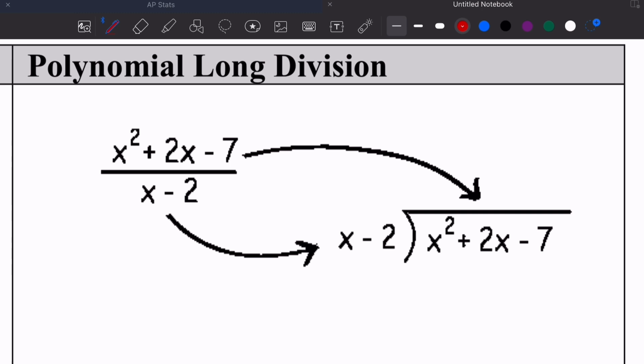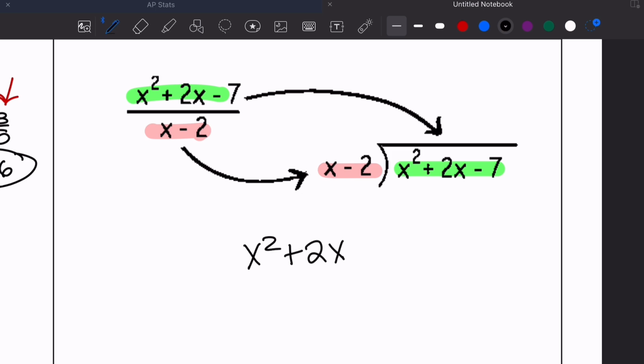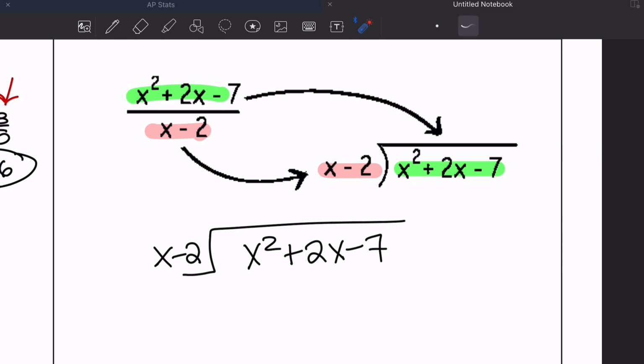Okay, so most of them are going to look like a fraction. Wherever our numerator is, that's the one we're dividing into. So that's going to go into the division bar. And then our denominator is going to go on the outside. So if we do this, x squared plus 2x minus 7 divided by x minus 2, we're going to do the same thing.